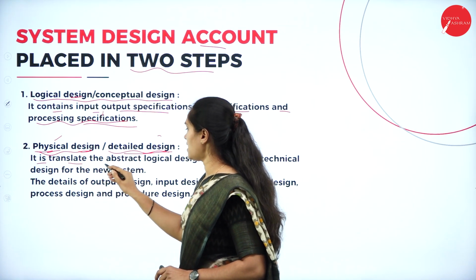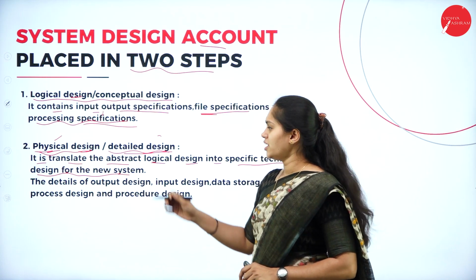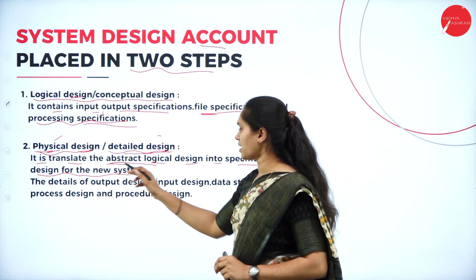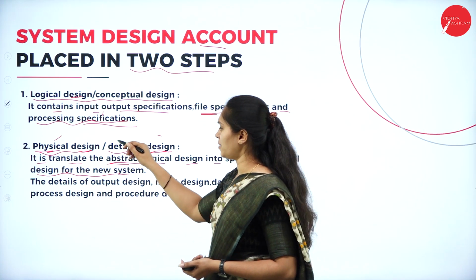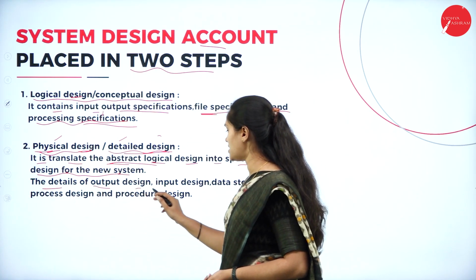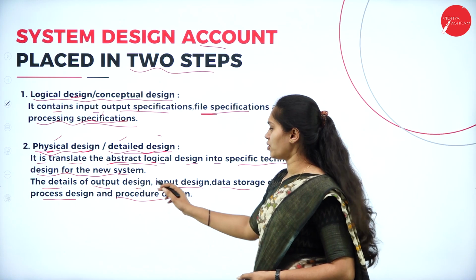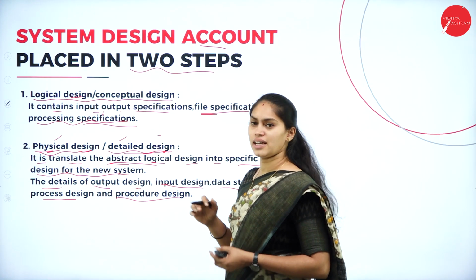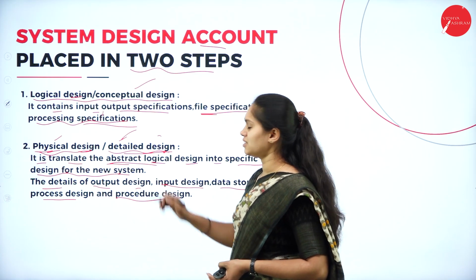So it translates the abstract logical design into a specific technical design for the new system. We already have some information which is abstract in nature. By converting that abstract logical design into a specific technical design for the new system, that will be done in the detailed design or the physical design. So the details of output design, input design, data storage design, process design and procedure design will be included. Here I have a design, but there I don't have a design. I have the theoretical part of the information system in the conceptual design, but that will be implemented and designed in the detailed design.